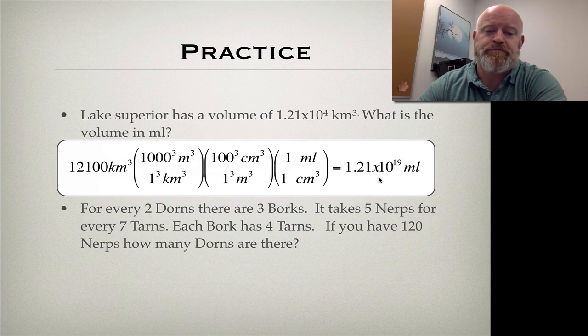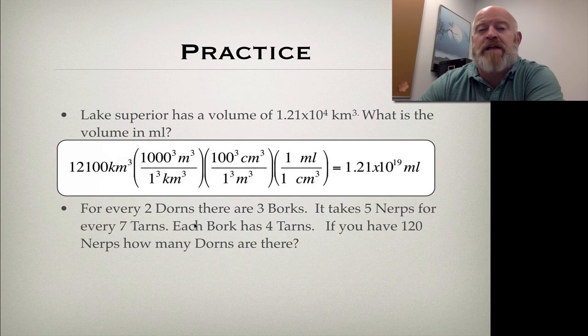Okay. Next practice problem takes us away from measurements that we're used to and brings us into things that we're not used to, but apply the same concept. So we have, for every 2 Dorns, there are 3 Borks. It takes 5 NURBS for every 7 Tarns. Each Bork has 4 Tarns. If you have 120 NURBS, how many Dorns are there?